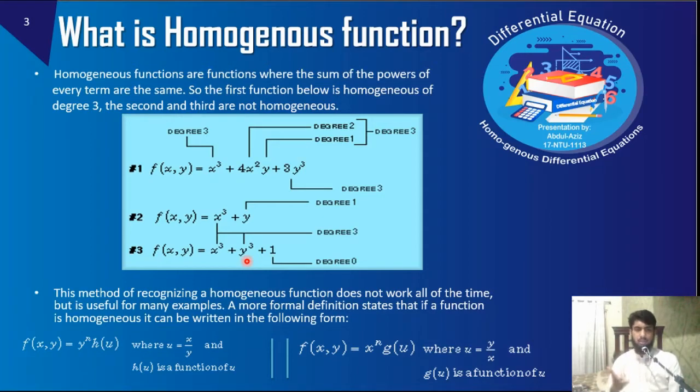So, a homogeneous function can be written as in this equation. It is the same thing that was defined in the previous slide, but in a more precise form: f of x y is equal to y to the power n multiplied by h of u, where y can be any variable and n can be any real number, from 0 to anything. This is the equation that defines the homogeneity of the function.